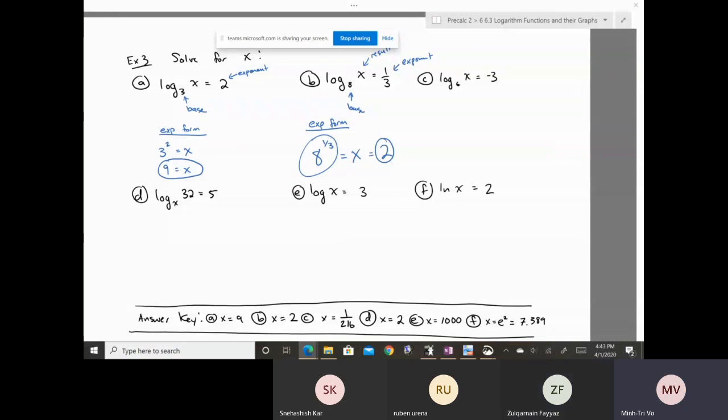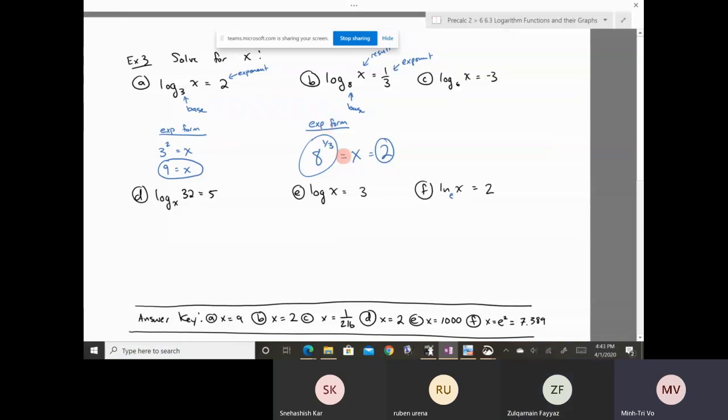Yeah, so that's the basic idea. Right? So the other ones are similar. Can you do one natural log question, the F? Yeah, so this one, natural log means the base is e.